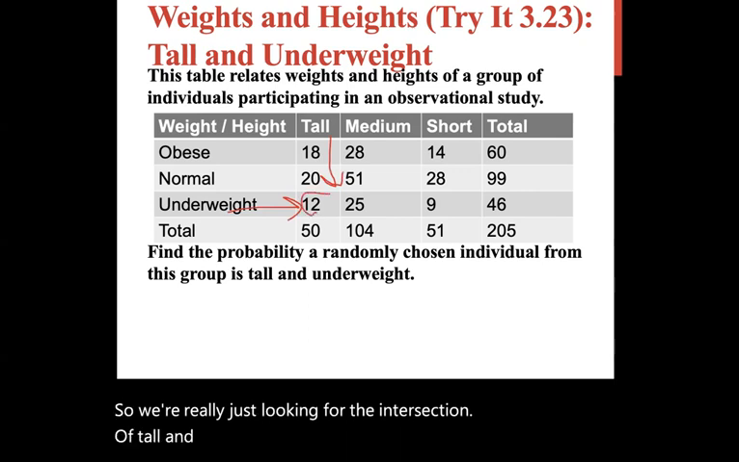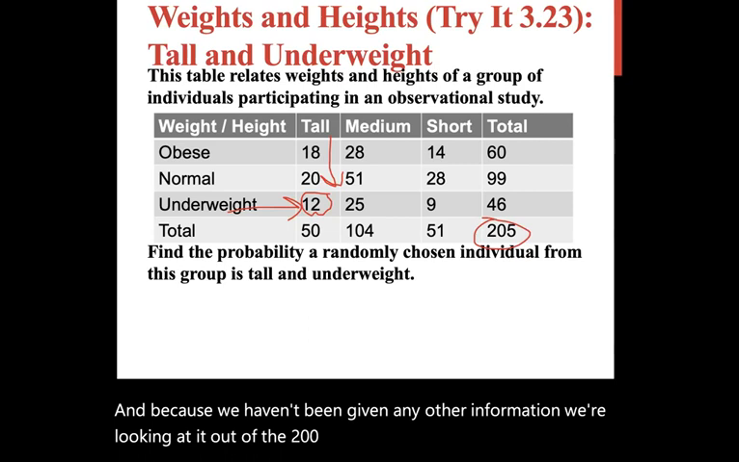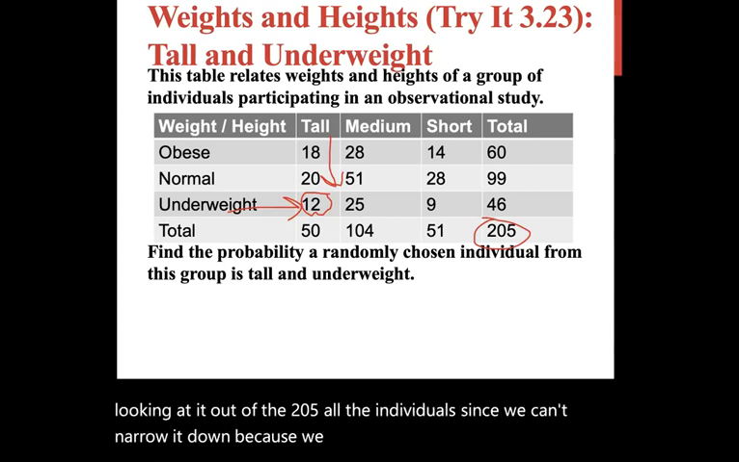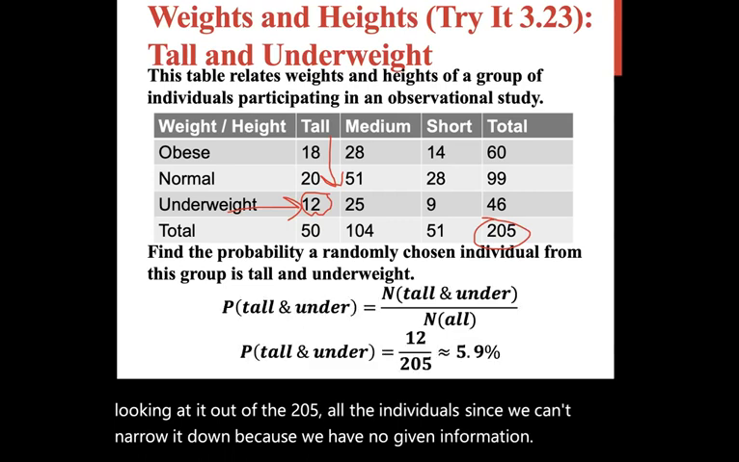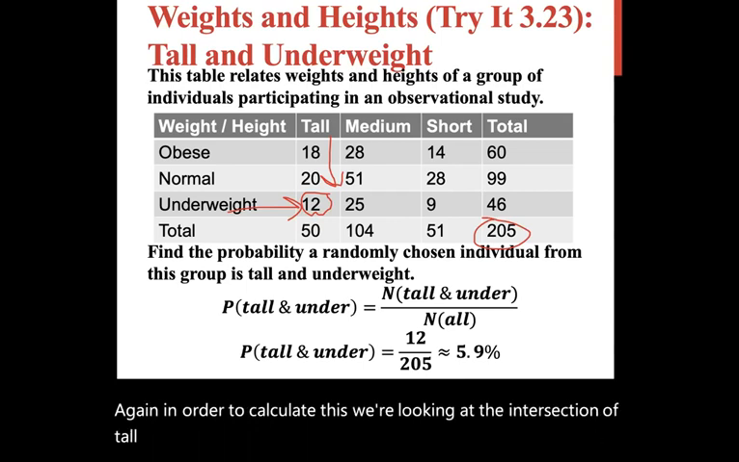That'll give us the value of 12. And because we haven't been given any other information, we're looking at it out of the 205, all the individuals, since we can't narrow it down because we have no given information. Again, in order to calculate this, we're looking at the intersection of tall and underweight. So the number of that over all the individuals, since we haven't narrowed it down.